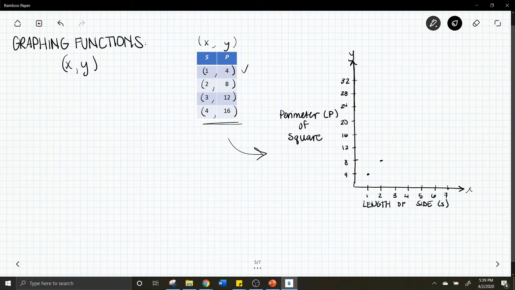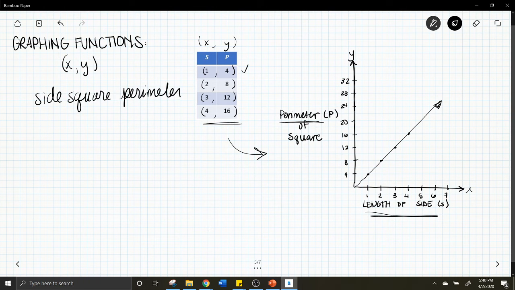Then we're going to graph 3, 12, and then 4, 16. So those are our points. And next, make sure you use a straight edge for this. You want it to look as nice and neat as possible. And you're going to connect those points. This particular graph is showing the relationship between the length of the side of a square to its perimeter. So let's think of what the function is for this. We have the side of a square and its perimeter.